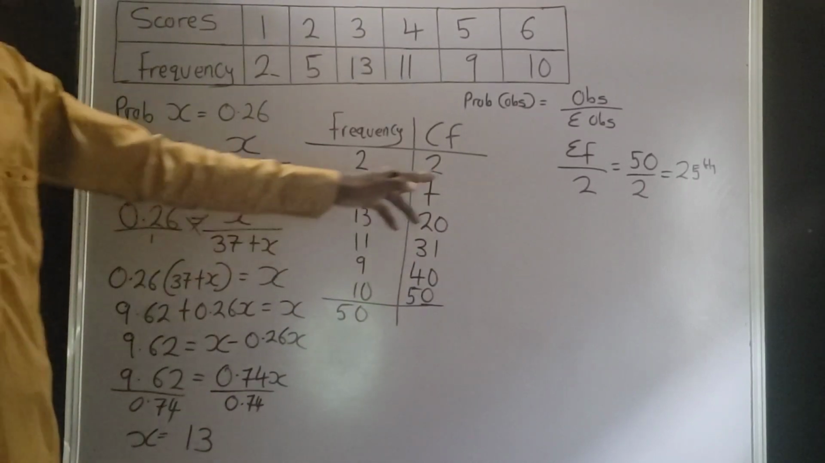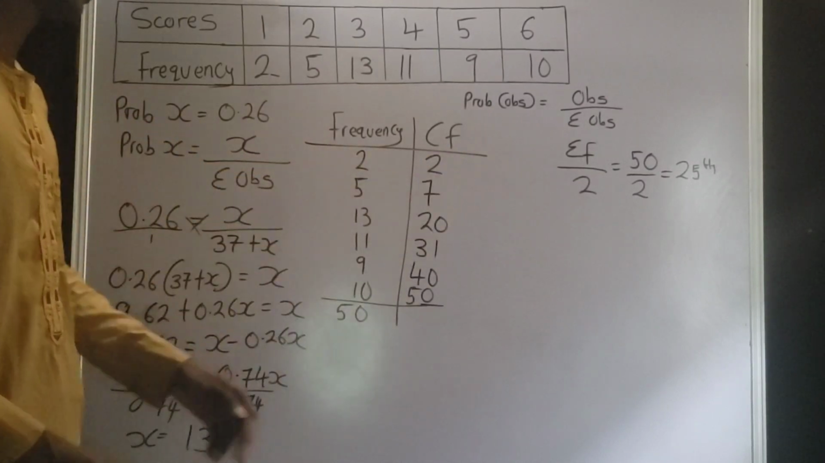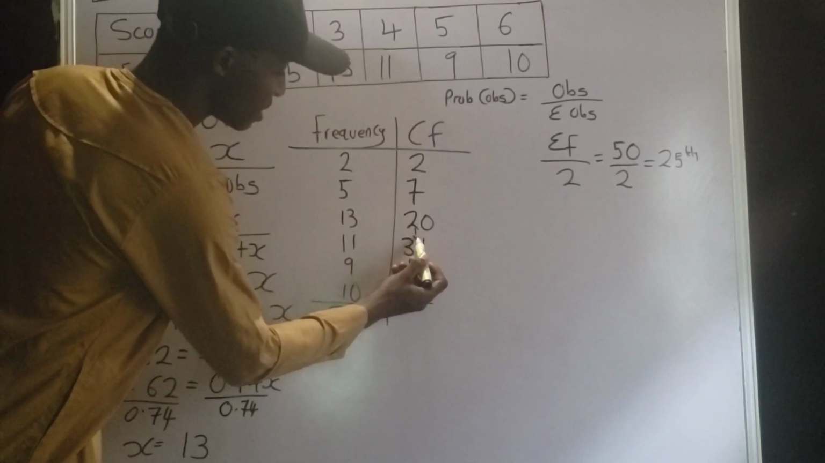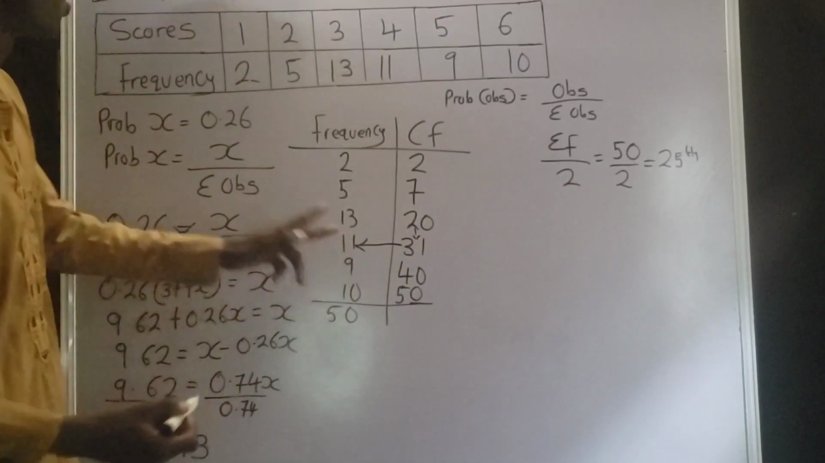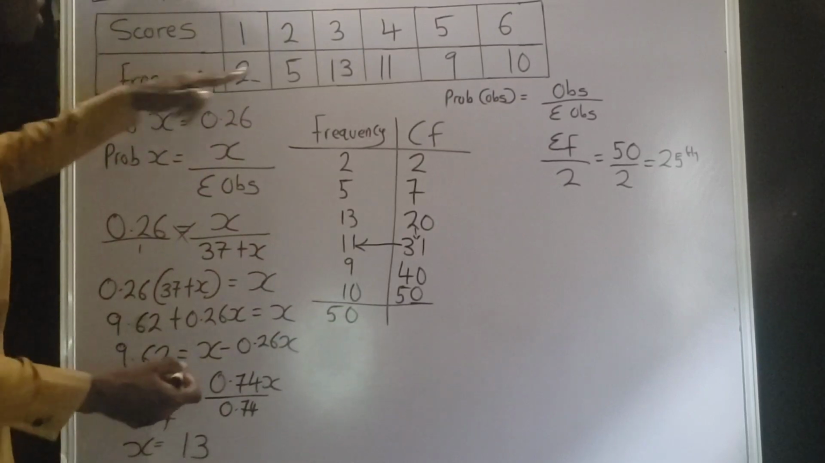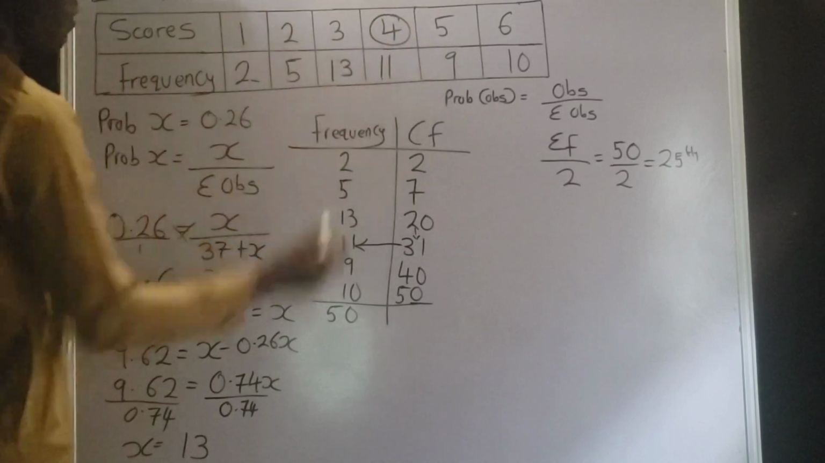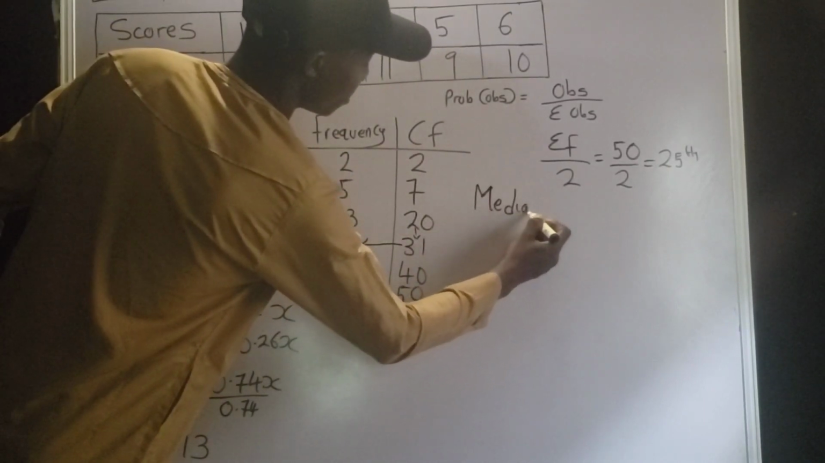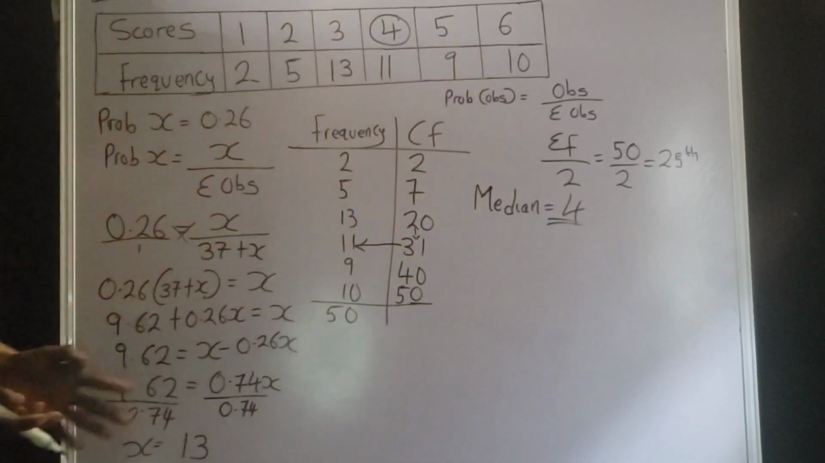Now, from this cumulative frequency, I'm going to locate the range where 25th falls. Please pay attention. It falls between this place. So the frequency there is 11. So I'm going to go back to my table. The frequency is 11. So therefore, the median score is 4. So the median of this frequency distribution is 4. Do you understand how I get this?